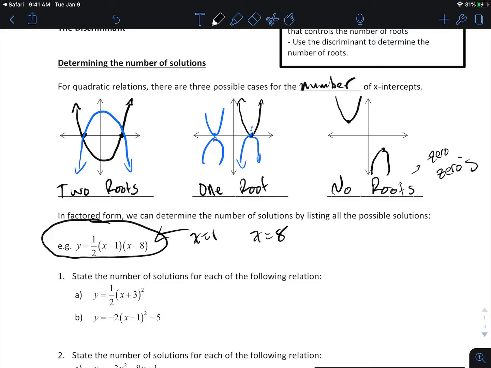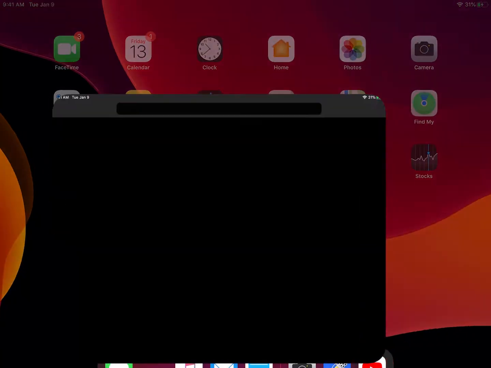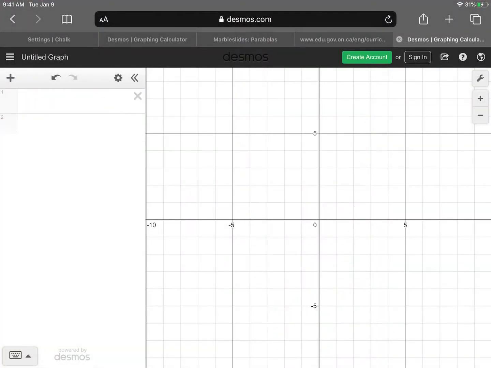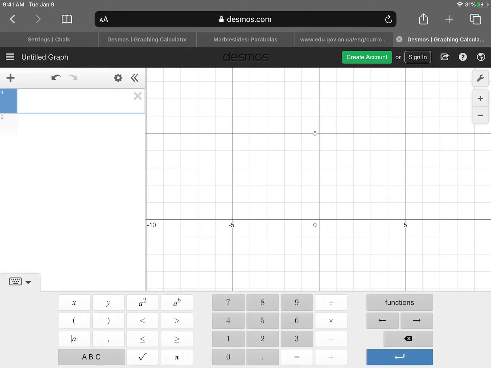Here's my next question. Yes, Aiden, you ready? Let's hear for a sec. Okay, I'm going to go back to Desmos. I'm going to plot this equation.